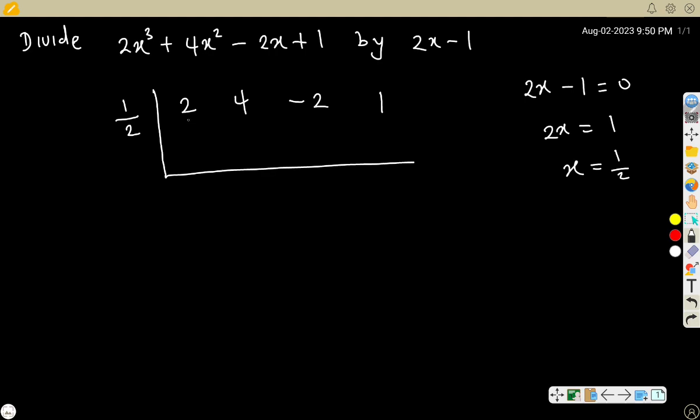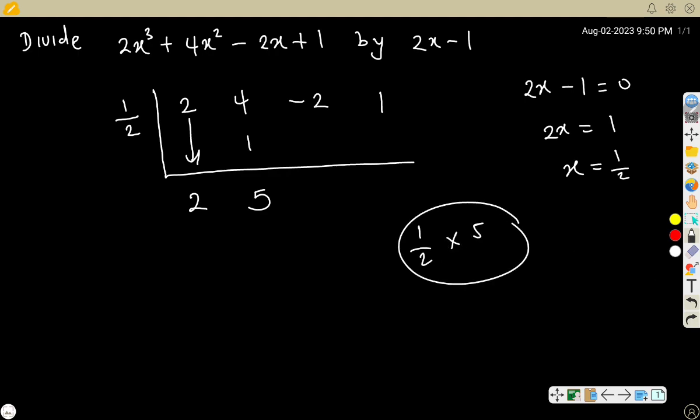So the next step is that you bring down this 2. Continue with the normal procedure: 1 over 2 times 2. So 2 will cancel 2, giving 1. Then 4 plus 1 is 5. Again, 1 over 2 times 5 will be 5 over 2.